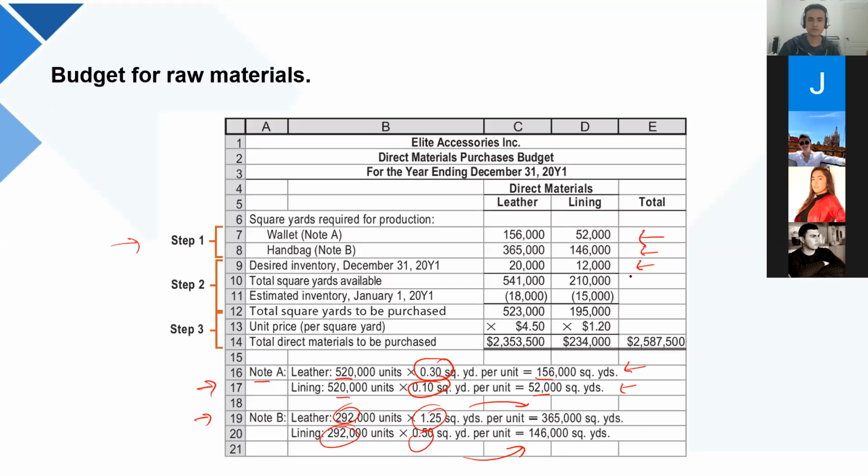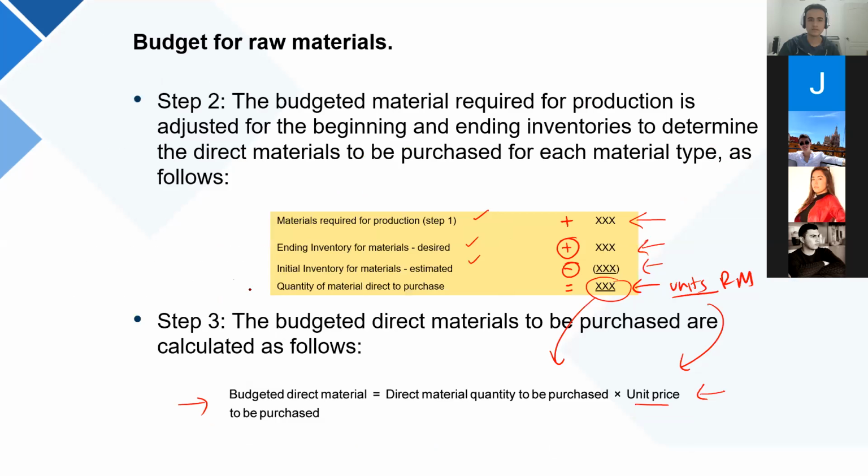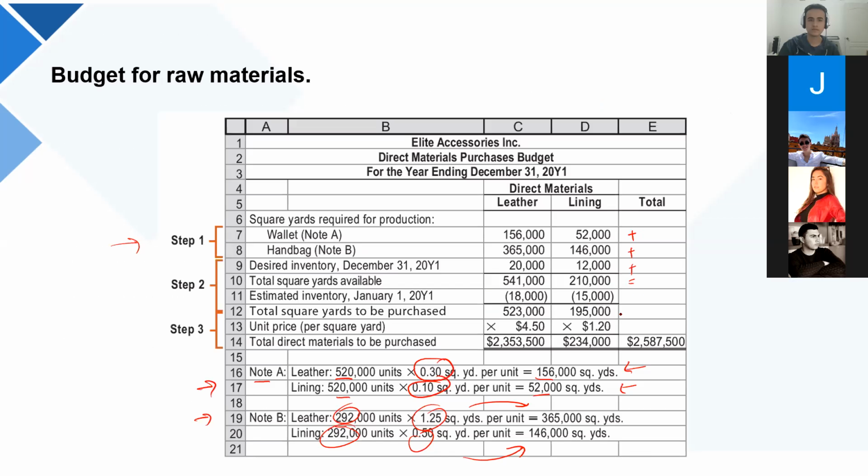20,000 and 12,000. That's there. I add them up. So let me do symbols. I think it's better. So this one plus this one plus this one is equal to this one. And then I need to subtract the initial inventory. So I have initial inventory here, 18,000 and 50,000. So it's this one here. I subtract this, and I have my total square yards to be purchased.